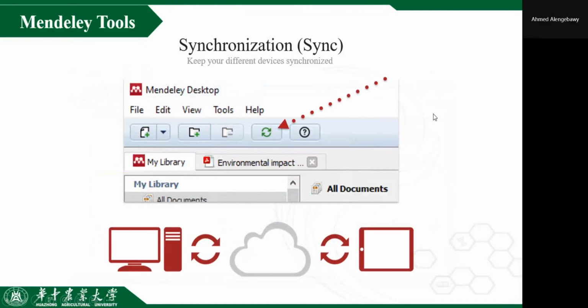Another most important tool is to synchronize your articles so you can keep your library up to date and synchronized with the web and mobile phone. After adding some references, you just click on this synchronization icon, and you will find all the new articles exist in your library. Also, if you just clicked on synchronization on your computer and you open the software from your mobile, you will find the newly added articles appeared in your mobile directly.